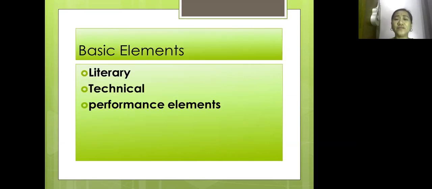And then the basic elements for drama and theater: the literary, which is the script itself, the technical, and the physical. The stage, the designs of the stage, the makeup of the artists, the clothes that they use, the sounds, the music. And then performance elements would be, of course, pertaining to the acting, the actors and actresses acting, okay, and how expressive these actors and actresses are.